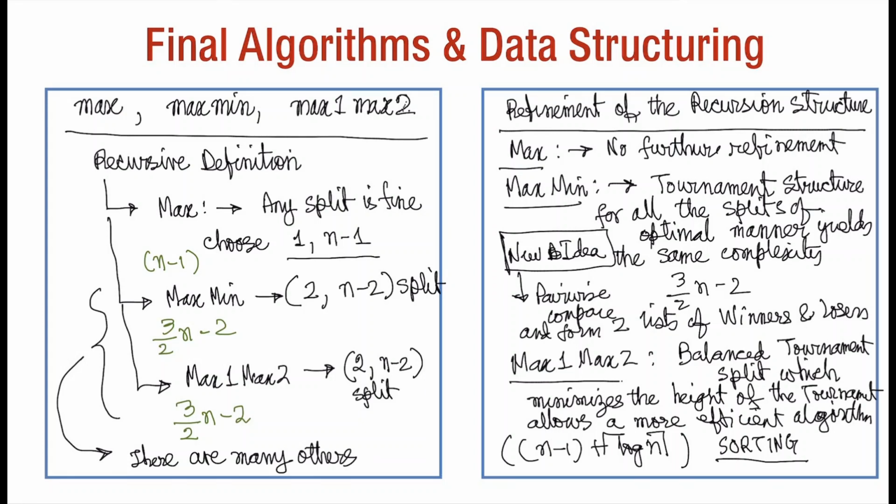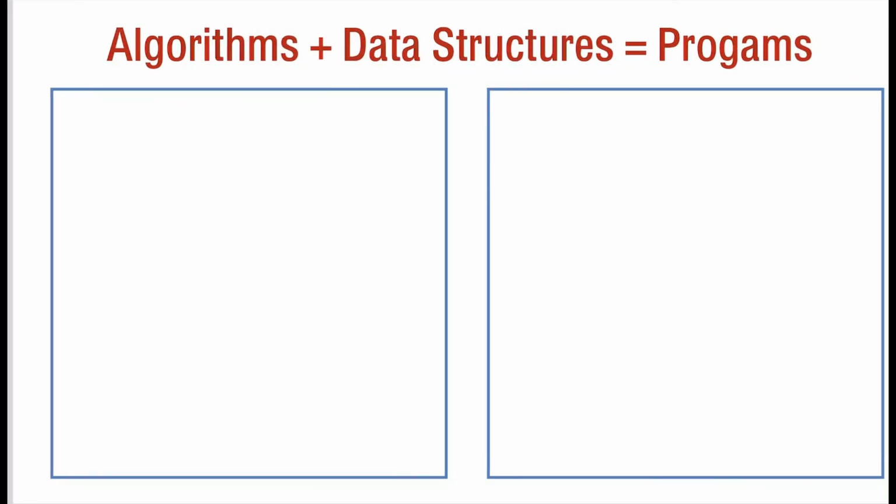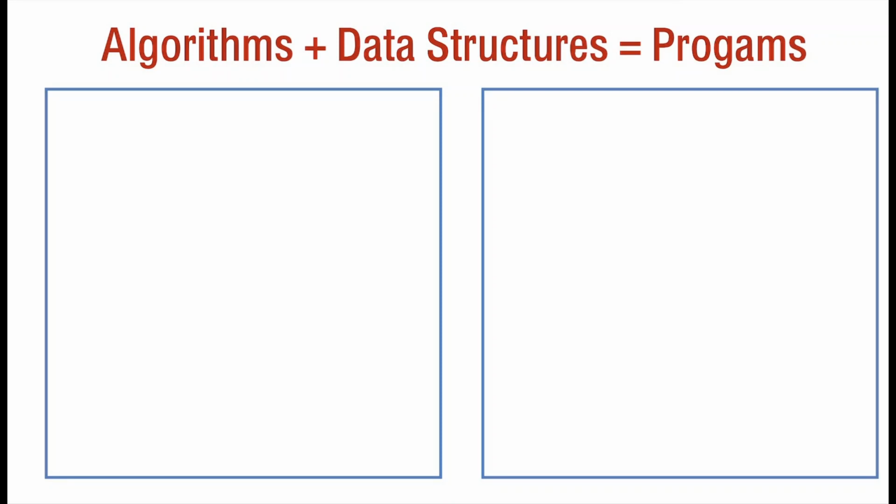So for the same problem, the same process, we have now got three mechanisms. The max algorithm can be extended to the max-min algorithm, which can be extended to the max 1, max 2 algorithm, which yields this new data structure called tournament. So this is how we go through our process. The final step is to write the program. So how do we write these programs?